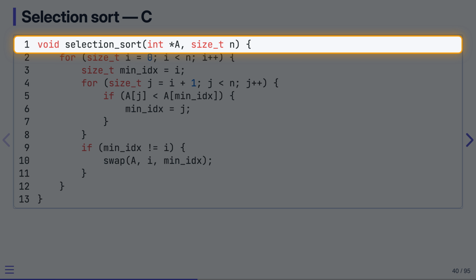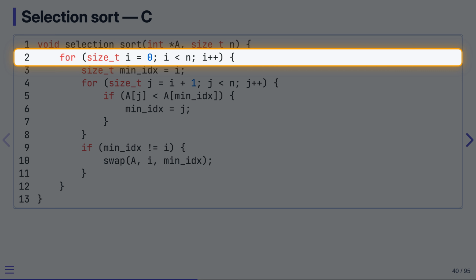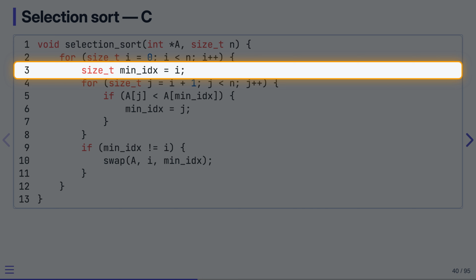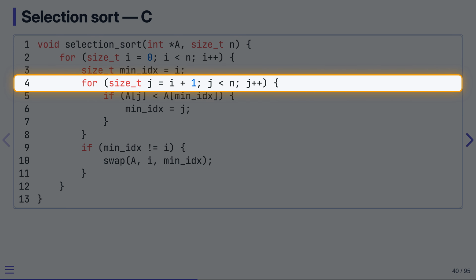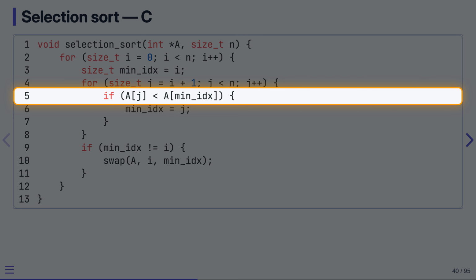Here is selection sort in C. The outer loop walks I across the array. Each pass fills position I with the right value. We start by assuming the minimum is at I itself. Then the inner loop scans everything after I. Whenever we find something smaller, we remember its index.